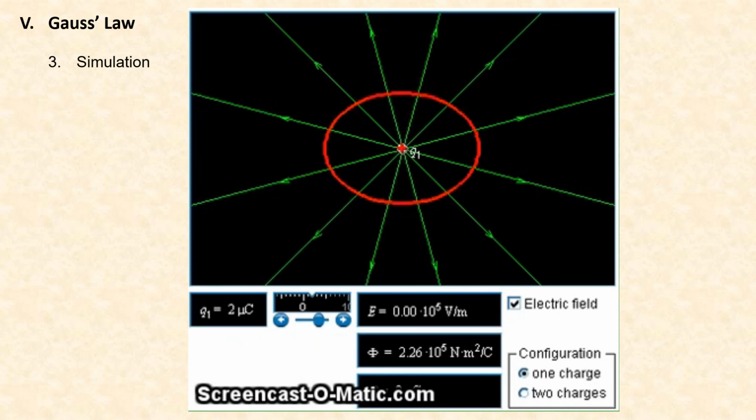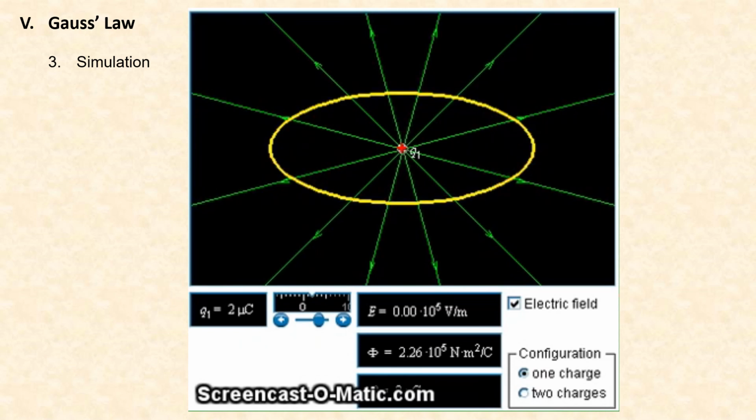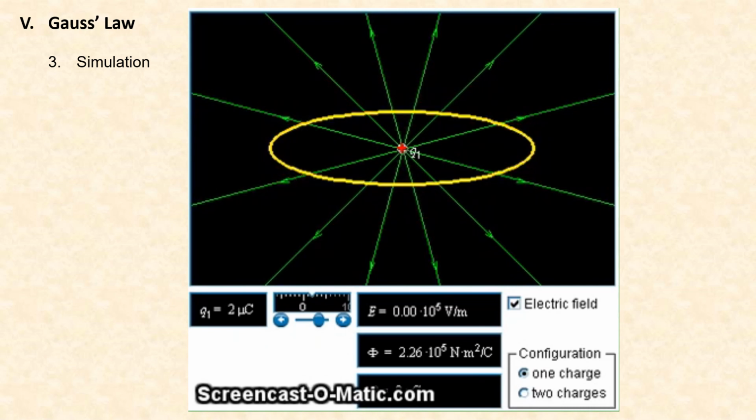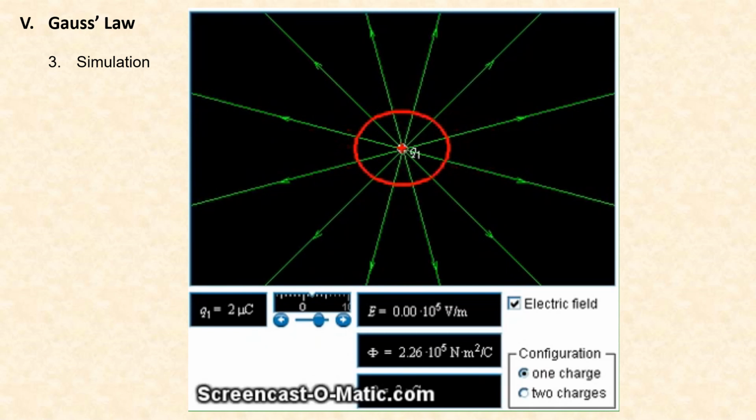Notice that if I change the shape of the surface, taking a look at the flux box, it does not affect the flux at all. And we see that the shape of the surface is independent of the flux. The only thing that affects the flux is the amount of charge enclosed by the surface.